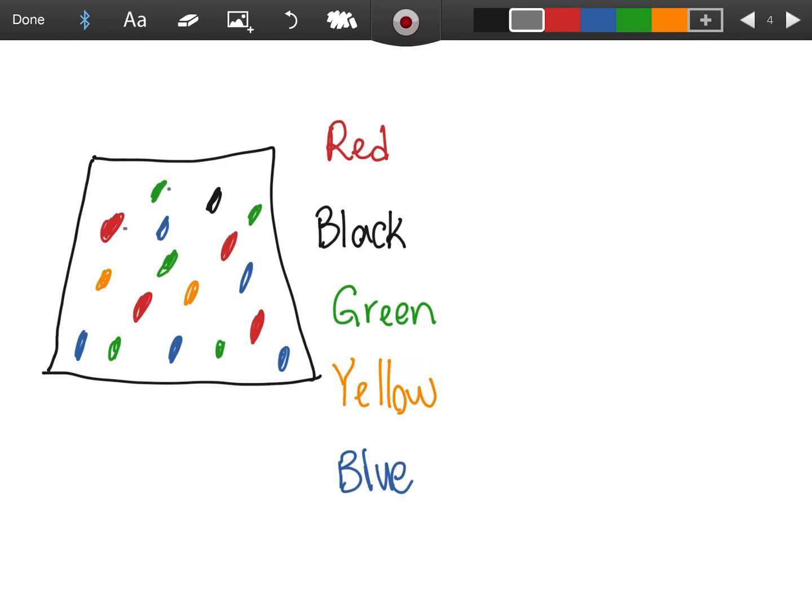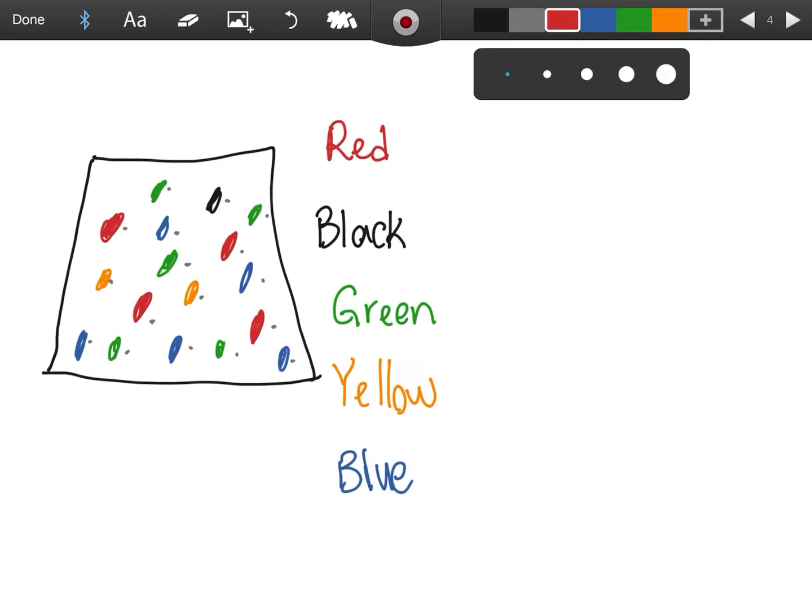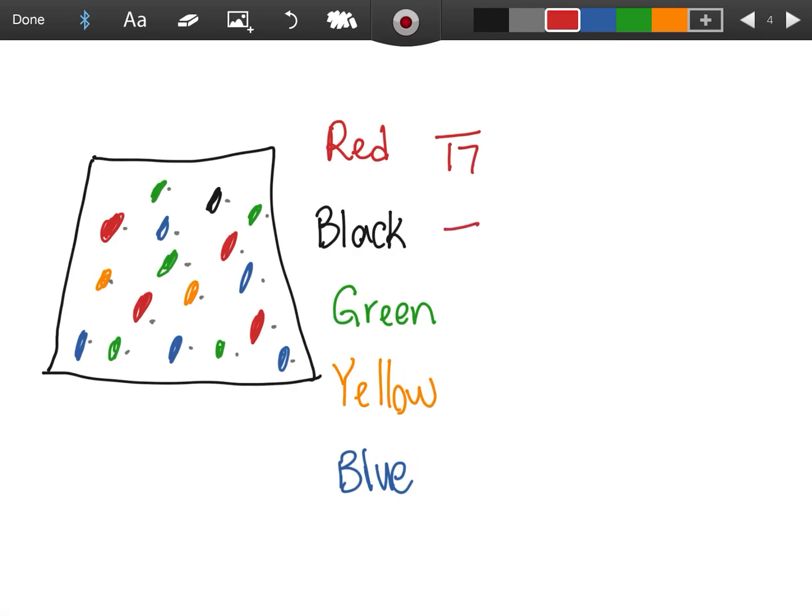So the first thing I need to do is figure out how many jelly beans we've got. So there's 1, 2, 3, 4, 5, 6, 7, 8, 9, 10, 11, 12, 13, 14, 15, 16, 17. So there's 17. So that's the bottom of all of my fractions, they're going to be out of 17.